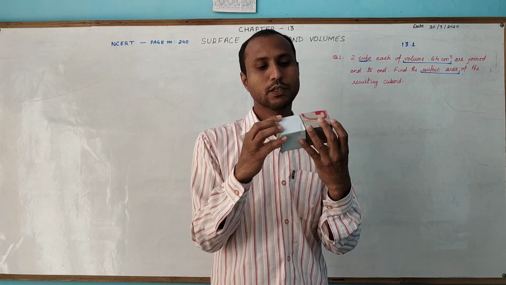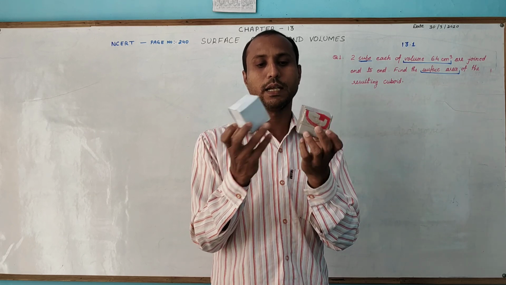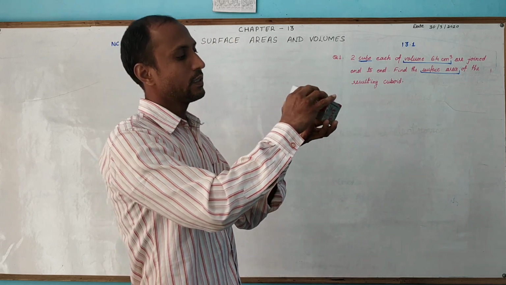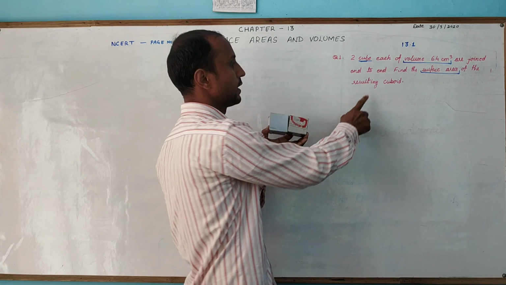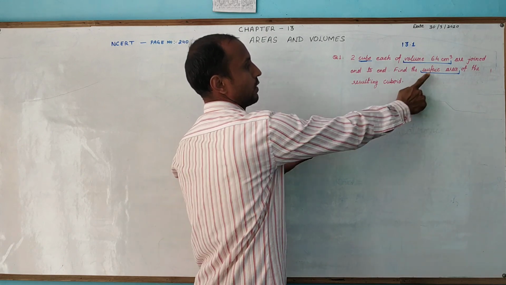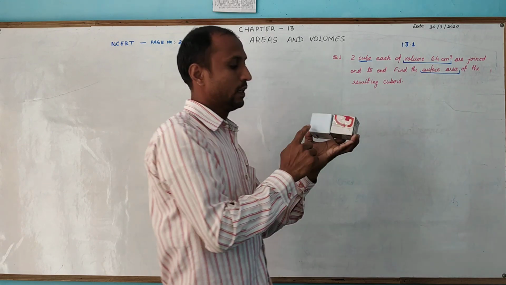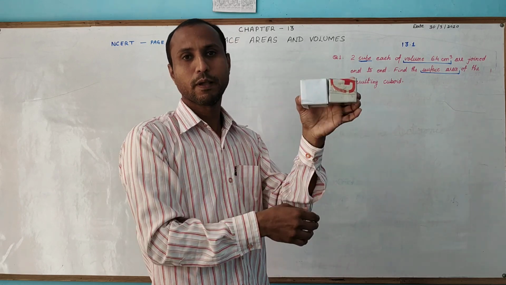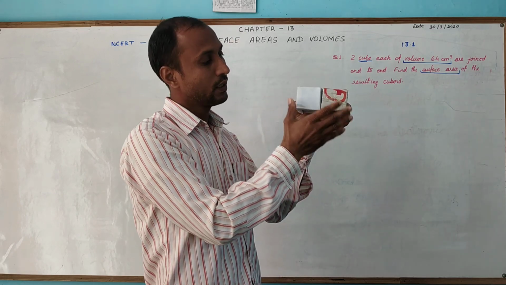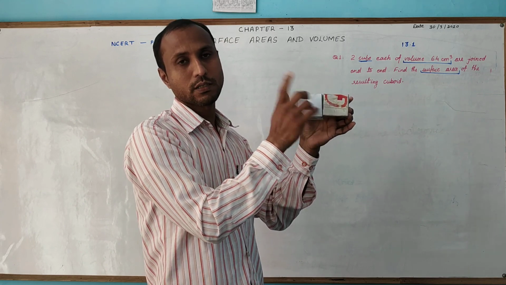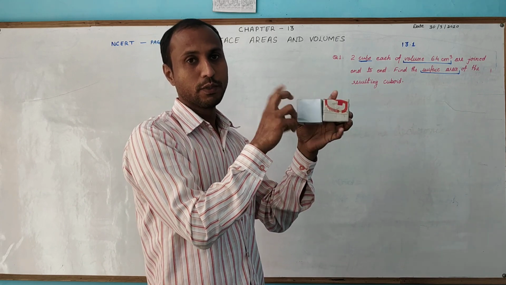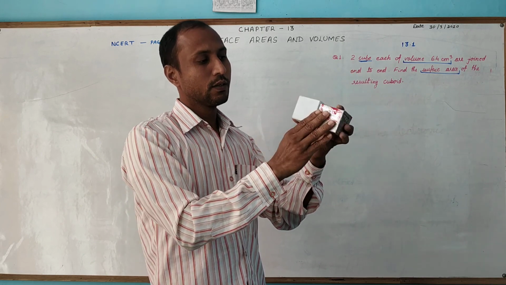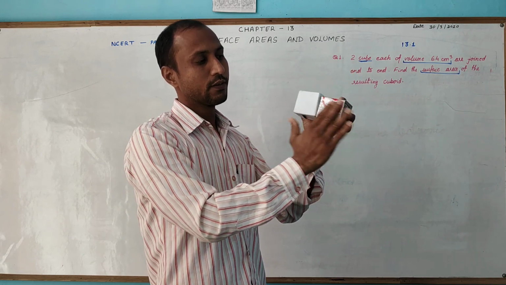These two cubes are joined together end to end. This end and this end are joined here. After joining, it looks like a cuboid. We have to find the surface area of the resulting cuboid. These two cubes are joined and it becomes a cuboid. The surface area of the cuboid is asked, not the volume, but the volume of one cube is given.